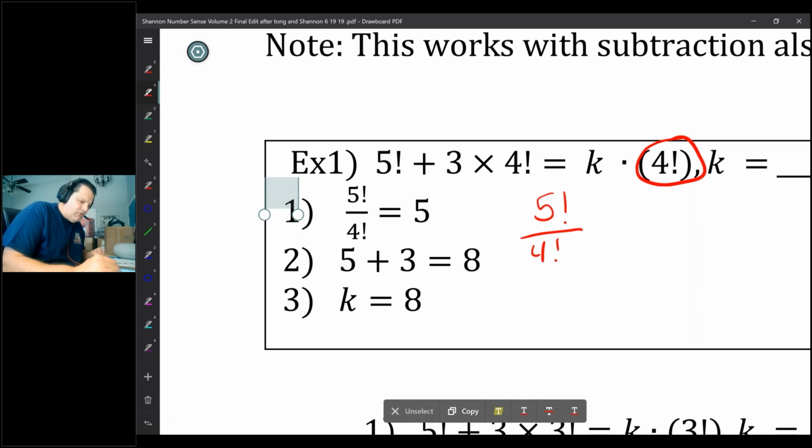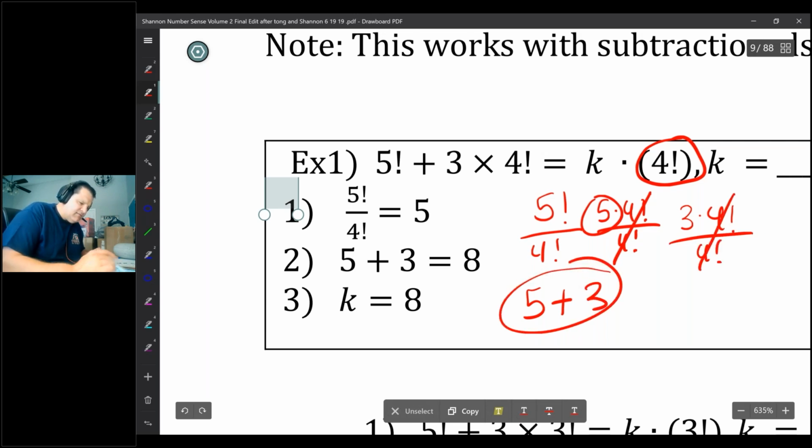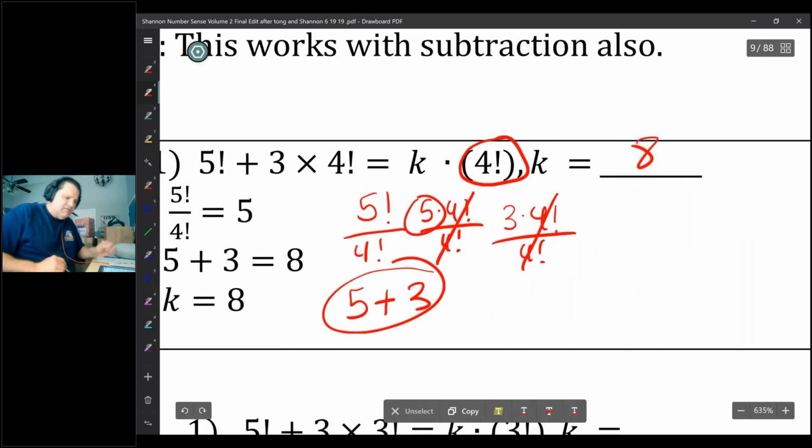5 factorial divided by 4 factorial is the same as 5 times 4 factorial over 4 factorial. So these cancel, you're left with 5. So 5 plus. Then you're going to do 3 times 4 factorial divided by 4 factorial. These cancel, you're left with 3. 5 plus 3 is 8, so K is 8.